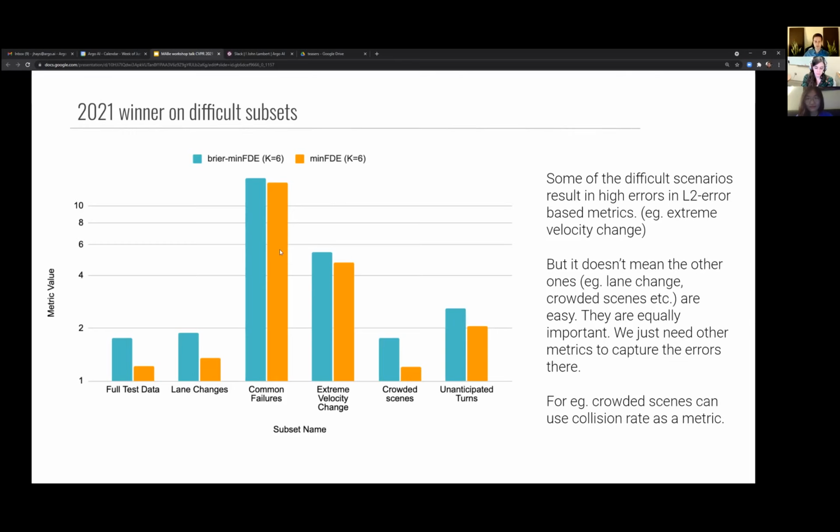And the highest error, these common failures are scenarios where the previous competition winners didn't do well, and we're still having trouble there. So a lot of these scenarios are just fundamentally ambiguous, like the observed history doesn't show any motion for the object and it's sitting in the middle of an intersection. So you really have no way to know where it's going to start going in the next 3 seconds.